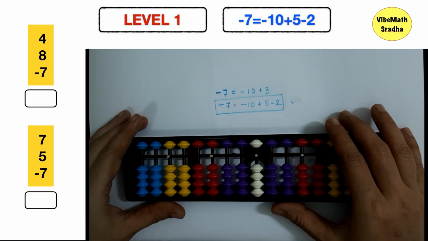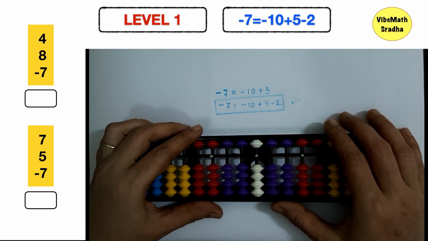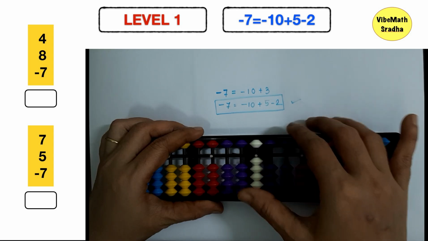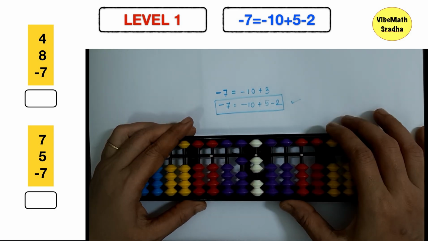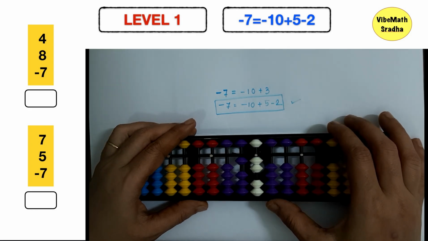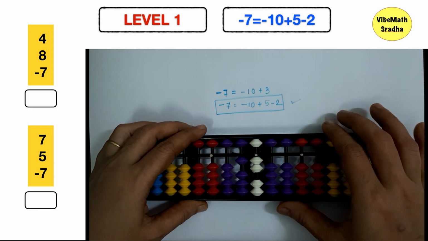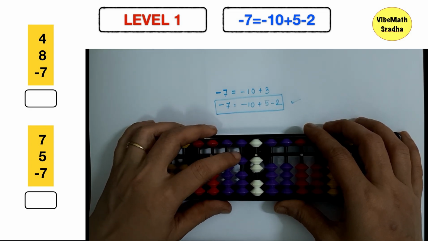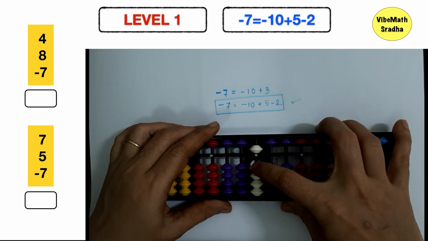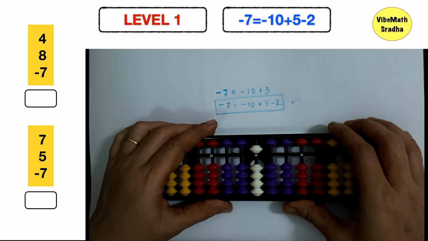Here I am taking the same example, which is 4 plus 8 minus 7. So, 4 plus 8 is plus 10 minus 2. This is the formula for big friend addition of 8. Then we need to subtract 7. So, we will be using combination subtraction of 7, which is minus 10 plus 5 minus 2. So, answer here is 5.